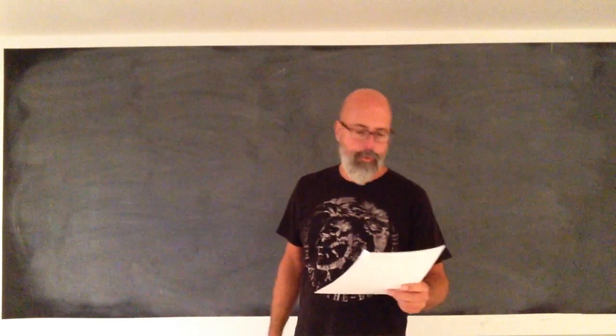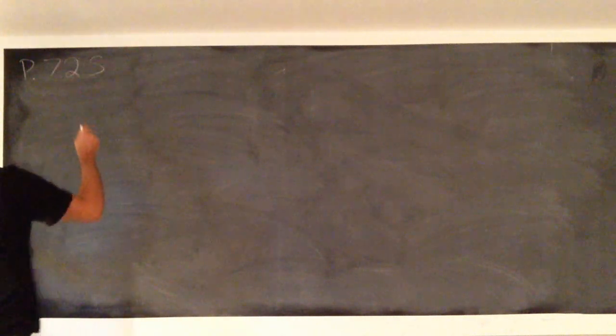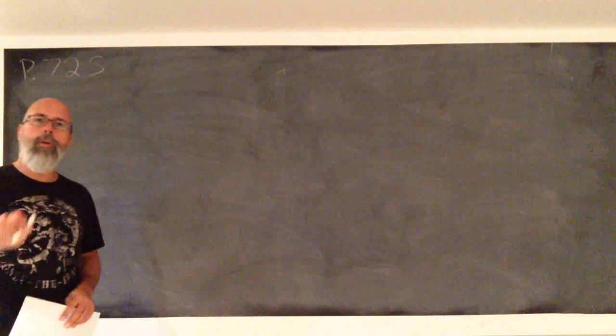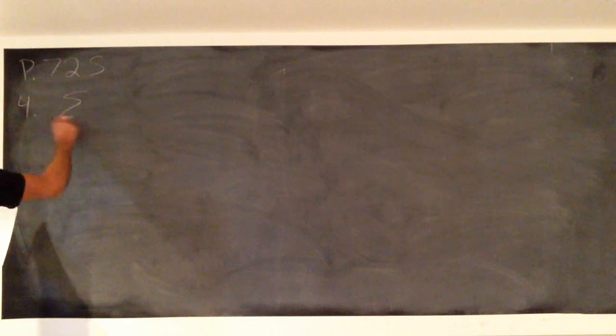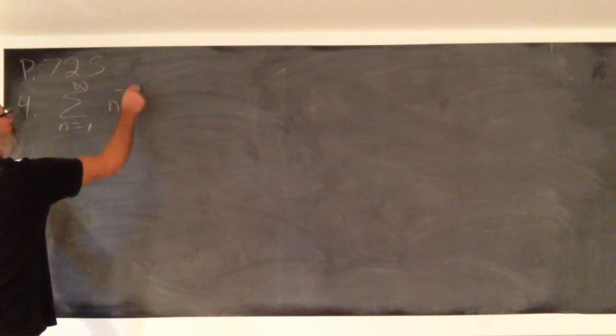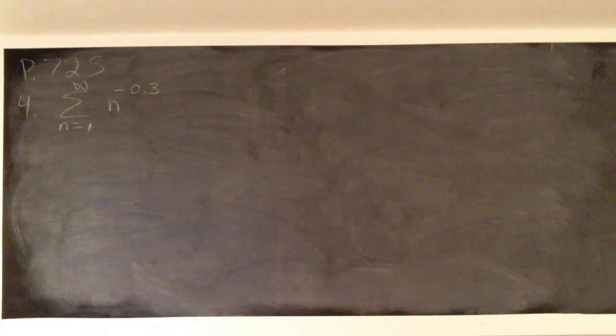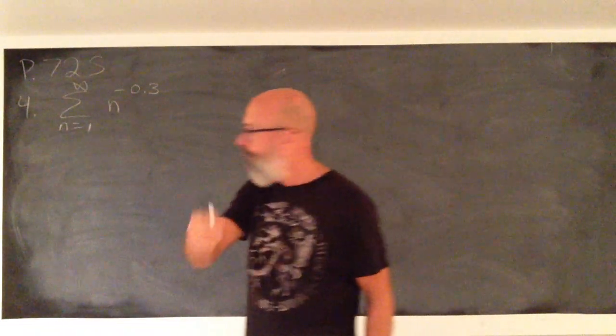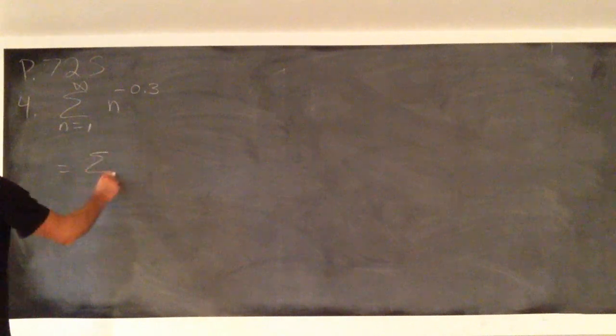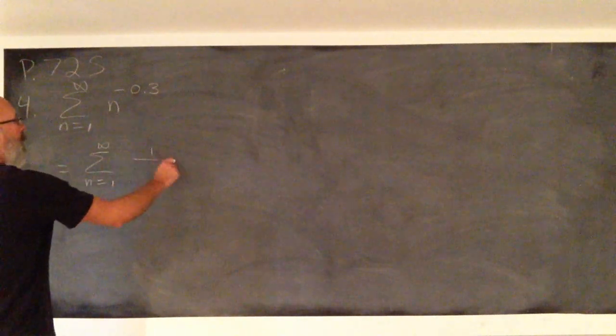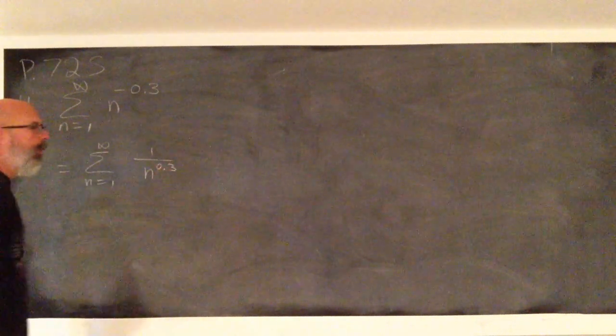Let's consider a few exercises from the book. This is taken from page 725. We are asked to determine whether the following series converge or not. So the series n to the minus 0.3, or if you prefer, 1 over n to the 0.3.